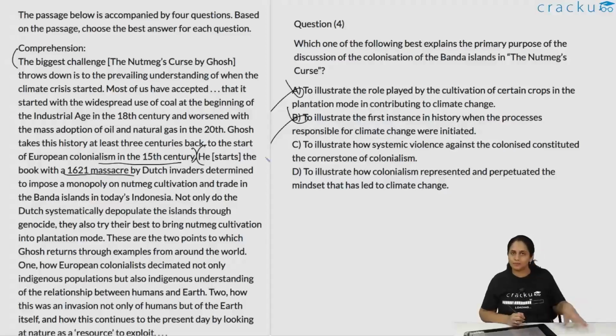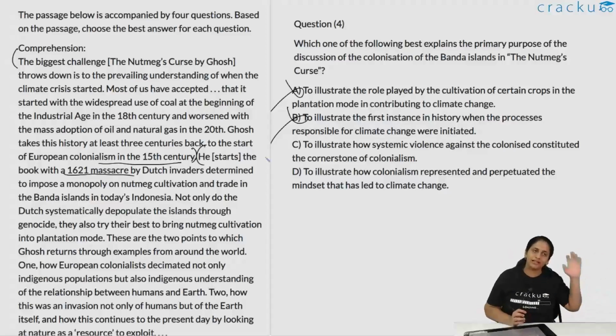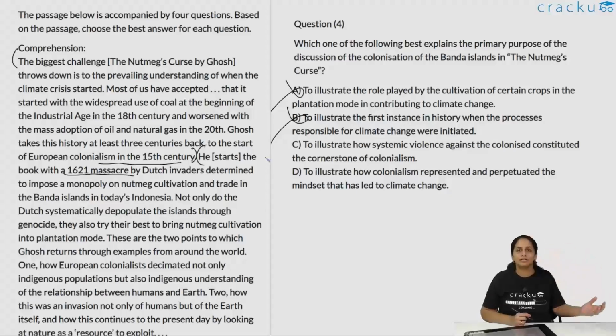To illustrate how systemic violence against the colonized constituted the cornerstone of colonialism. The violence against the colonized is definitely wrong, but that was not the point. The point was how the violence contributed to the killing of the indigenous understanding of how to treat nature. The example is given to basically highlight how the old understanding of how to treat nature was killed and how an exploitative understanding was put in its place. So it was not about the killing itself, but what that killing caused. That killing caused the knowledge to be lost, the understanding to be lost. That is the point being made.